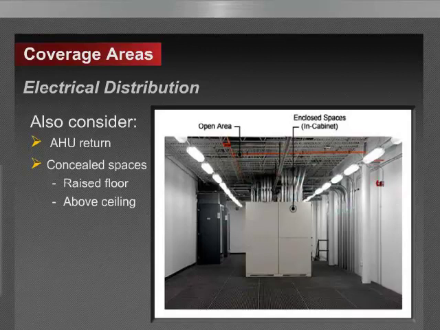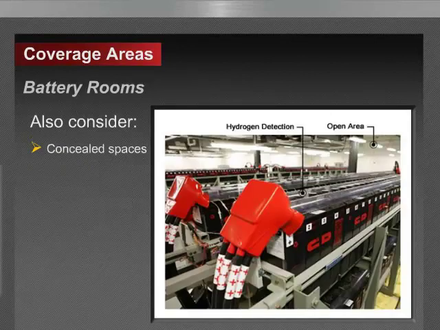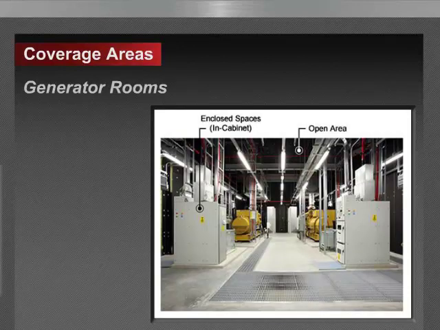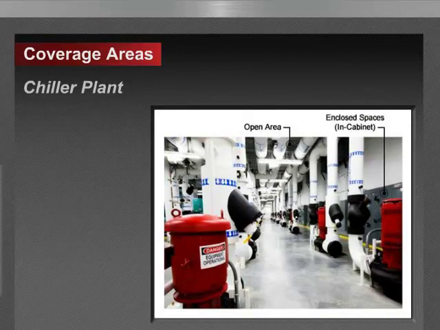In battery rooms, consider placement of sampling points within open areas below the ceiling and in concealed spaces such as above false ceilings where present, and also consider monitoring the area for off-gassing of hydrogen. And in generator rooms, consider placement of sampling points within electrical enclosures and within open areas below the ceiling. And in the chiller plant, consider placement of sampling points within electrical enclosures and within open areas below the ceiling.